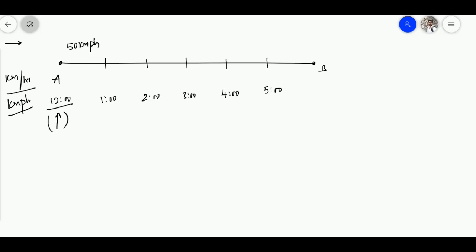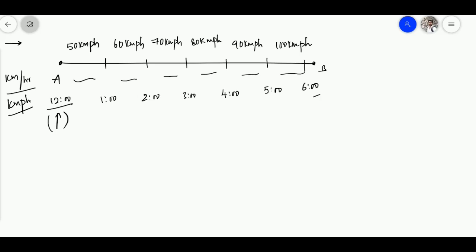when you looked at your speedometer, the velocity is 60 kmph, and after 2 you maintained 70 kmph in your bike. So you keep on increasing your velocity from hour to hour. You maintain 50 for the first 1 hour, and 60 for the next 1 hour, 70 for the next 1 hour, 80 for the next 1 hour, 90 for the next 1 hour, and 100 for the next 1 hour. And you stopped.